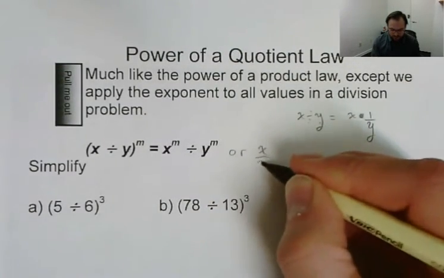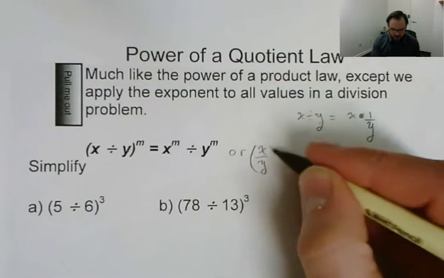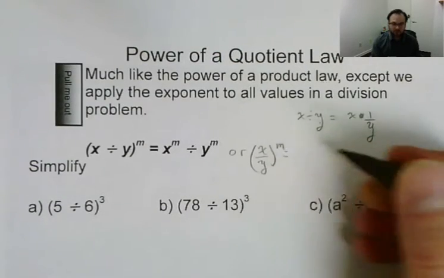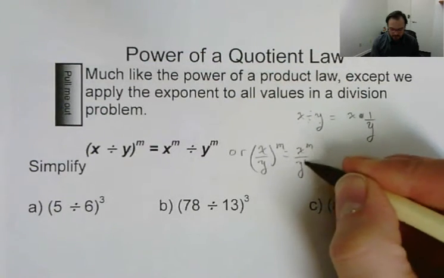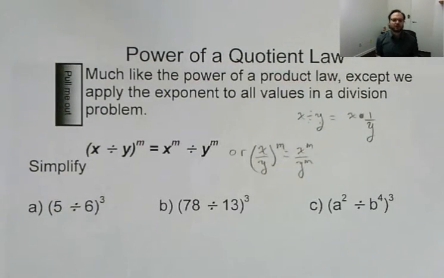Or we could write this out like this: x divided by y, to the power of m, is equal to x to the m divided by y to the m. So let's look at some examples.